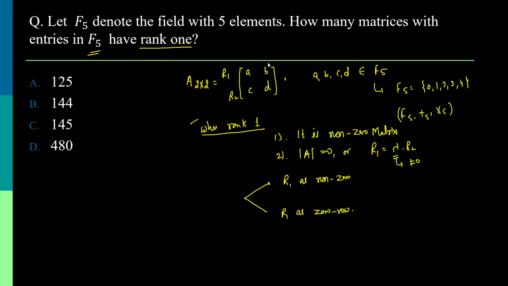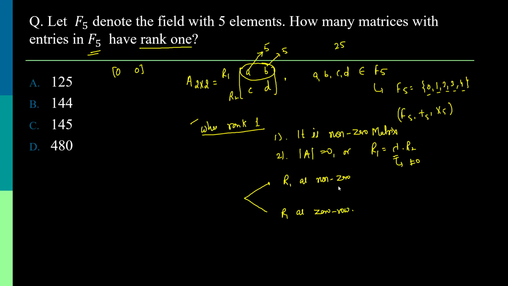Now let us count the choices for row number 1. How many choices does A have? We have a total of 5 elements, 1, 2, 3, 4, 5, coming from F5. So the first element has 5 choices, and the same for the second. So how many choices do we have for R1? Total 25. But in this 25, one choice which gives you the row as 0 is also included.